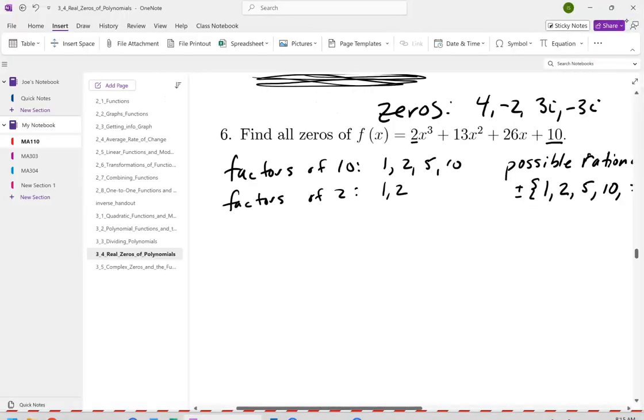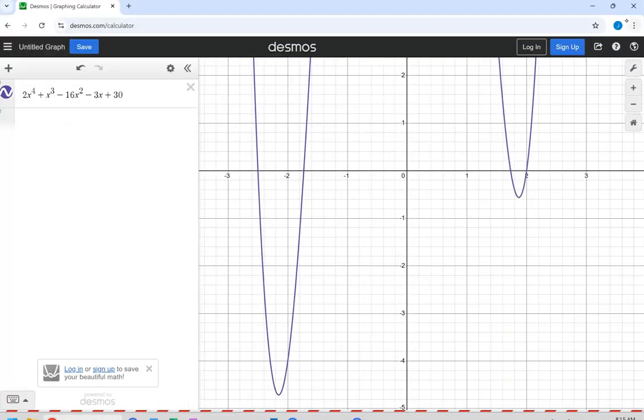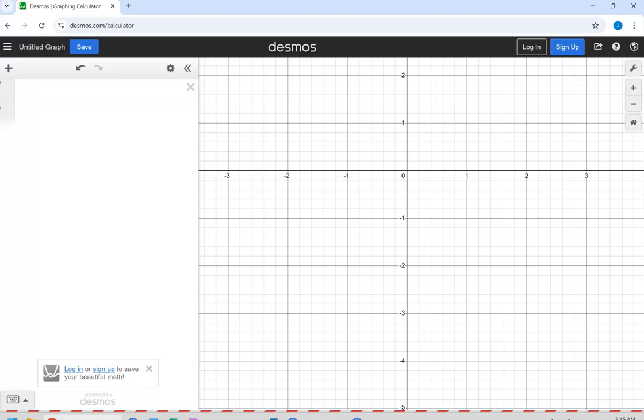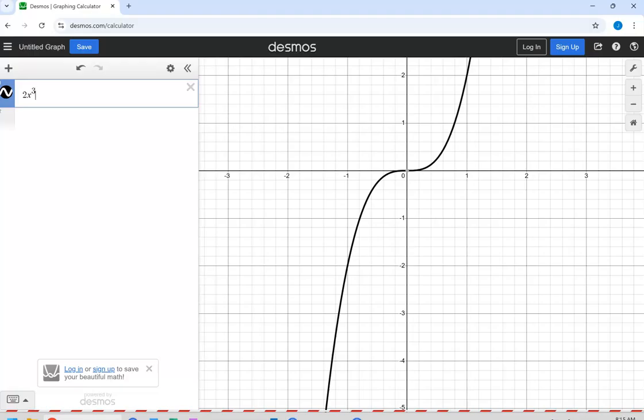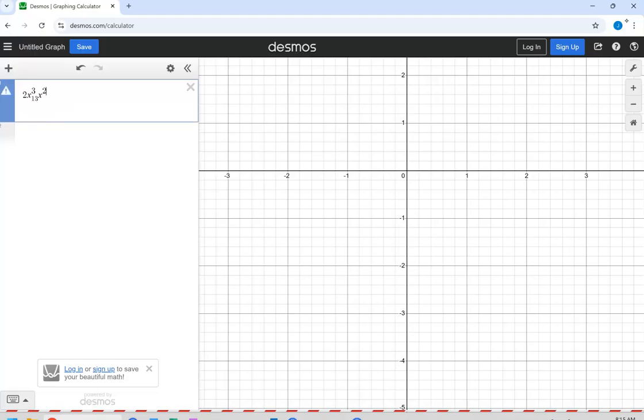To help us out with that, we'll get a graph. I'll just pop over to Desmos real quick. See if I can remember what the function was. It was 2x cubed, and I'm going to have to flip back over to my screen because I've forgotten already what the other coefficients were. It was 13x squared, plus 26x plus 10.